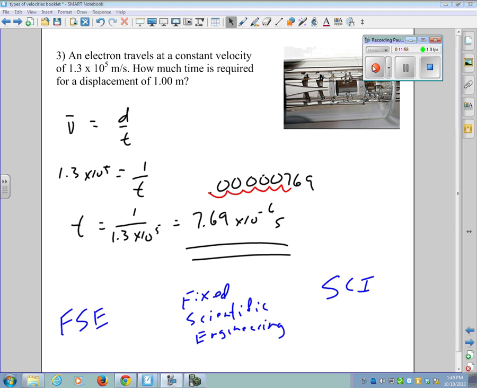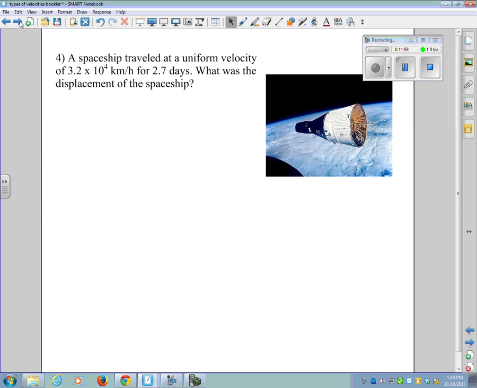Let's have a look at number 4. Are we ready to see number 4? Now this one, because you've got days and kilometers per hour, you're going to have to do some unit conversion. Anybody want to do dimensional analysis? Anybody lucky enough to know what that means? No? Okay, then we won't do it. That's where you take the units and do lots of crazy canceling, and textbooks like to do it.